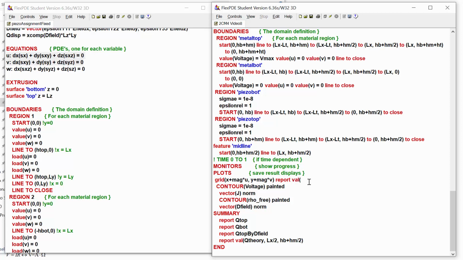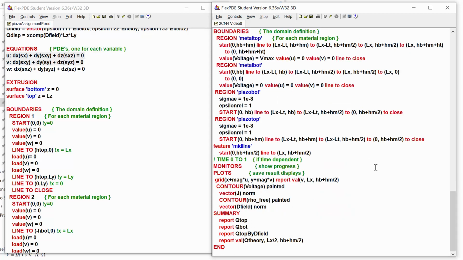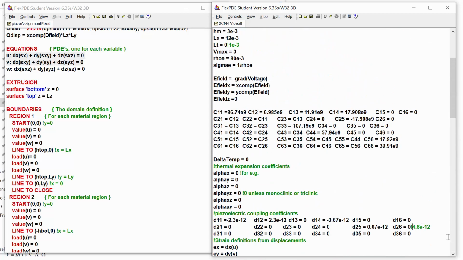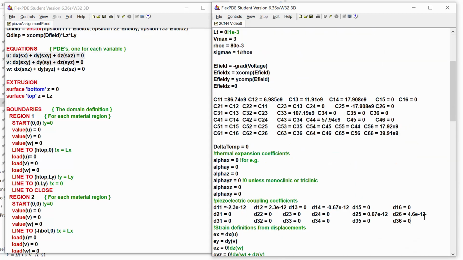Report val of, let's say, V at Lx HB plus HM over 2. So now we've got a displacement of 2.6 e minus 12 at that spot, whereas when we were not commenting out D26, the displacement is quite a lot larger, so 20 times larger or so, negative 4 e minus 11 instead of 2 e minus 12. So this has quite a big effect turning it off. It just isn't visible because we're scaling the thing by the absolute displacement, by the biggest displacement.